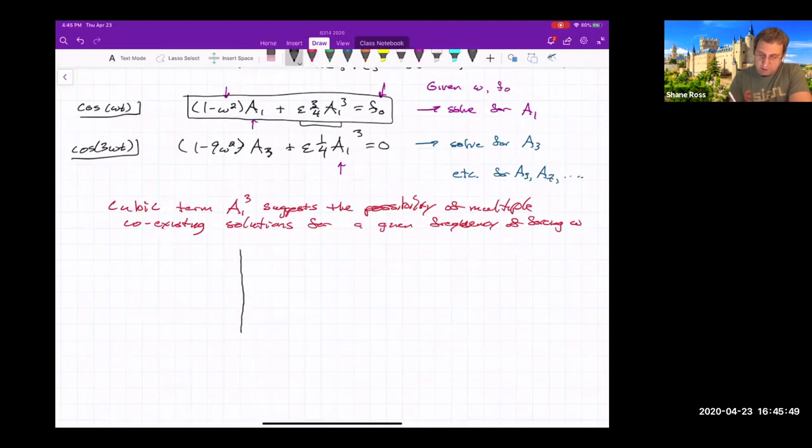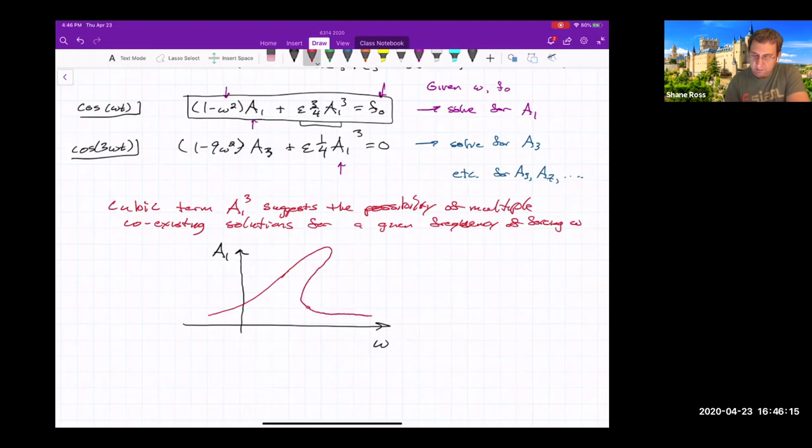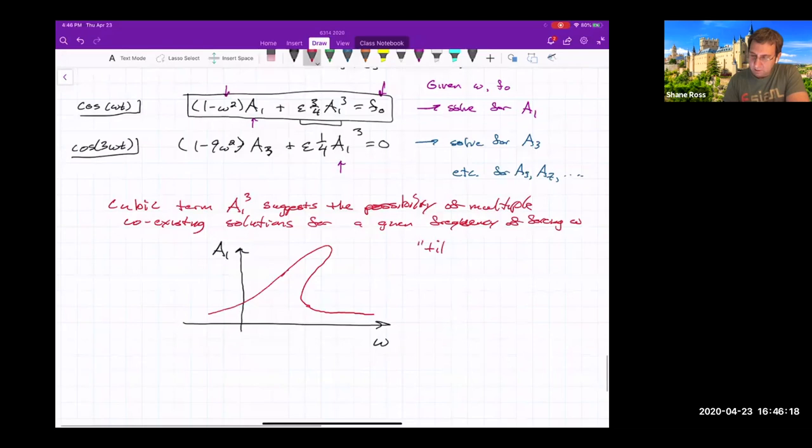So if we were to plot that initial amplitude A1 versus omega, we could get frequency response curves that are actually tilted. So they show something like that. It's a tilted frequency response curve. And it's due to the nonlinearity that was present in the problem, that cubic term in the ODE.